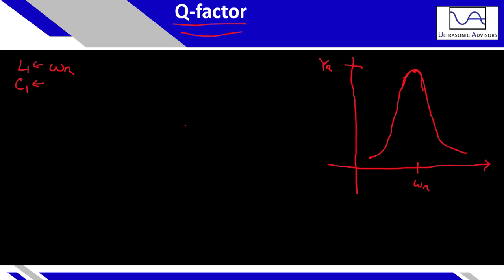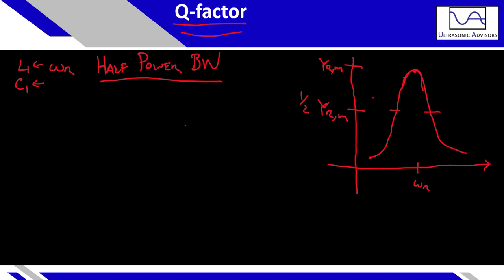Well, we use what's called a half power bandwidth. And these, as you probably would guess, do have derivations behind them supporting their relationships. So it's half power bandwidth. So we look for where the real admittance is half the maximum. That's the maximum. This is half the maximum.